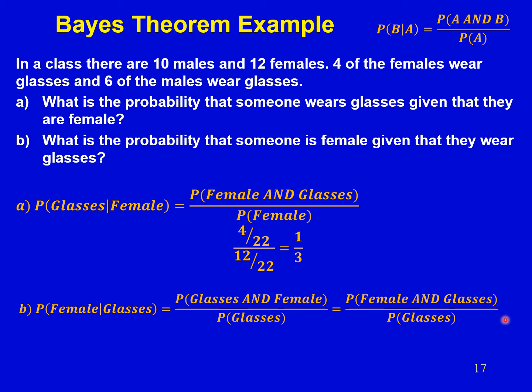Probability that someone is female given that they wear glasses. Again, we use our formula here. So it's going to be the probability they wear glasses and female divided by the probability they wear glasses. Now actually, the probability they wear glasses and are female is exactly the same thing as the probability they're female and wear glasses. So we worked that out earlier, that was 4/22. So the top part is 4 over 22, the bottom part is the probability they wear glasses, and we can see that 4 females and 6 males, so 10 people wear glasses altogether out of 22, so that's the probability that someone in the class wears glasses, 10 over 22. We divide them and we get 2/5.